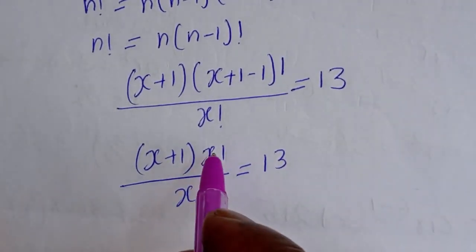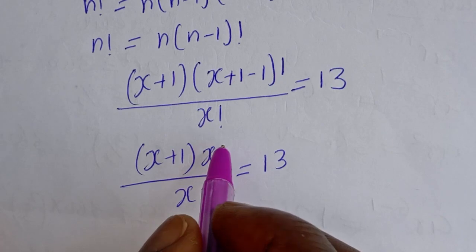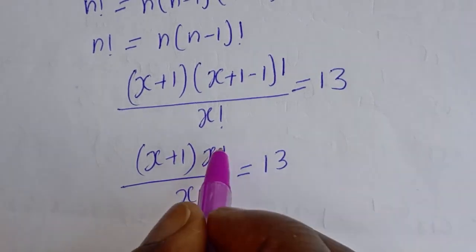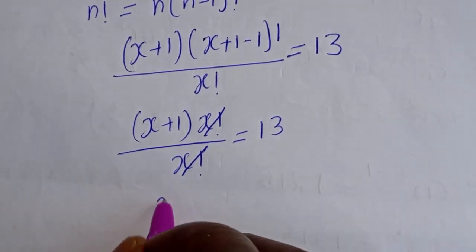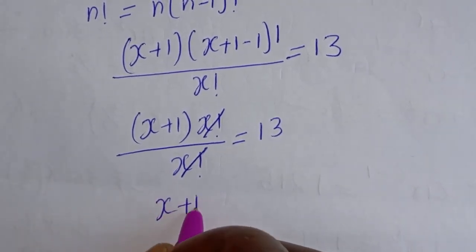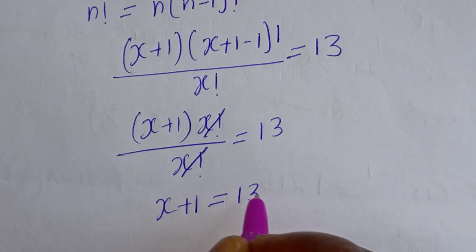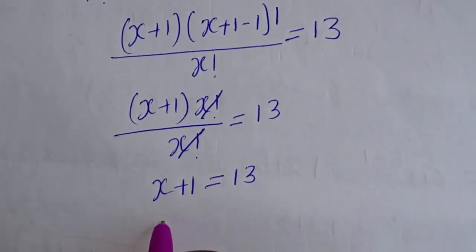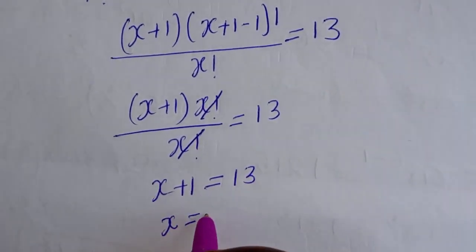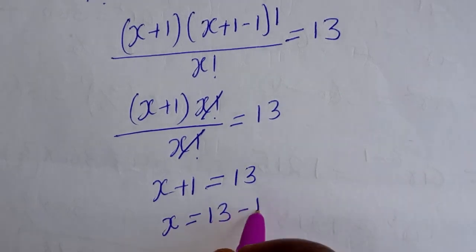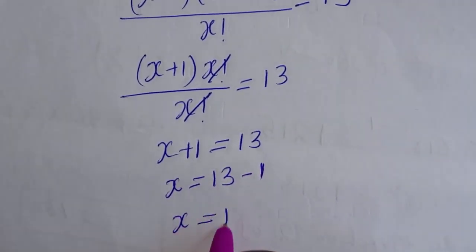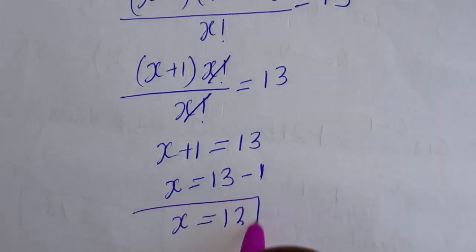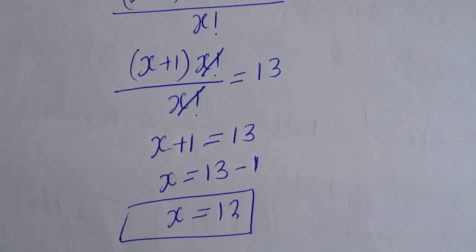Then if you look at the numerator and denominator, factorial will cancel factorial. s + 1 is equal to 13. s is equal to 13 - 1. Then s is equal to 12. This is the final answer.